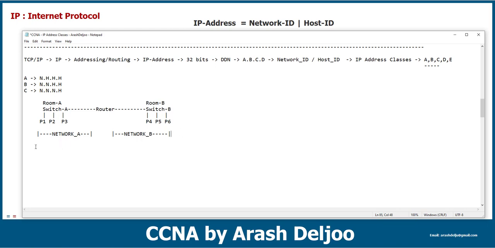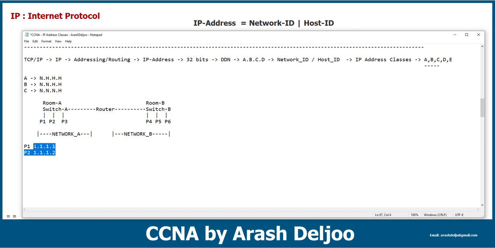Okay, I'm going to address these PCs. For example, for PC1, I can use this IP address, 1.1.1.1. That's it. For PC2, I'm using 1.1.1.2. Let me give you one important piece of information. Look here. If you use 1 for addressing of one network, this means that you are using class A. All of the addresses of that network should start with 1 in octet 1.